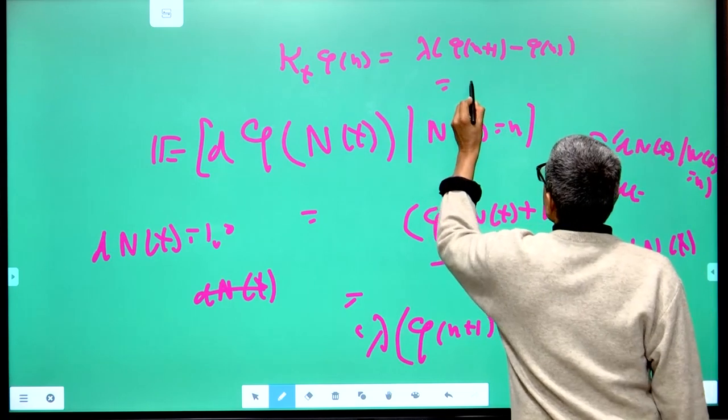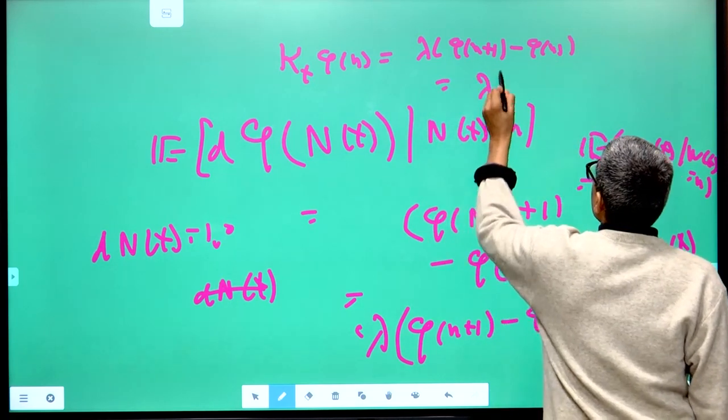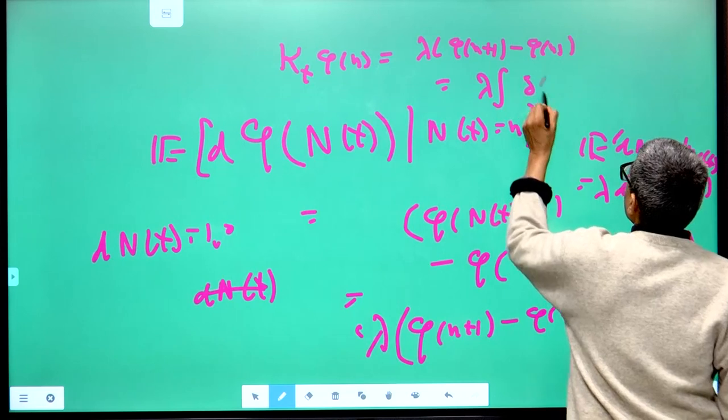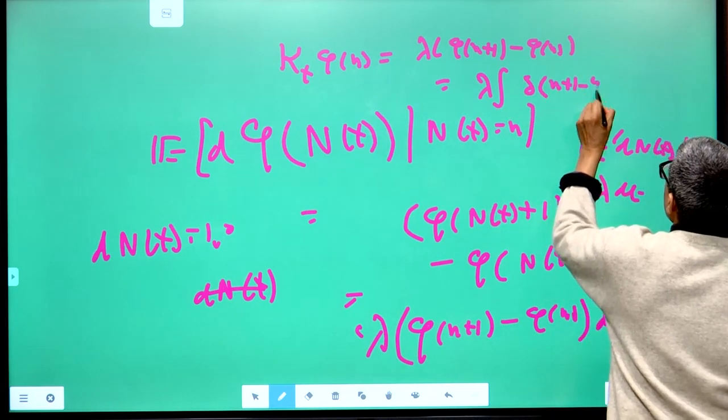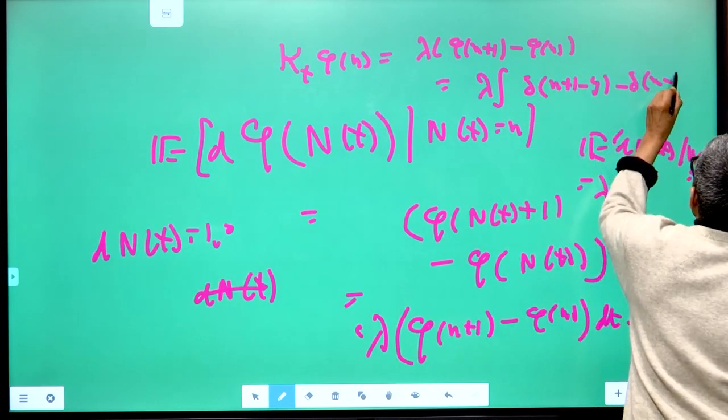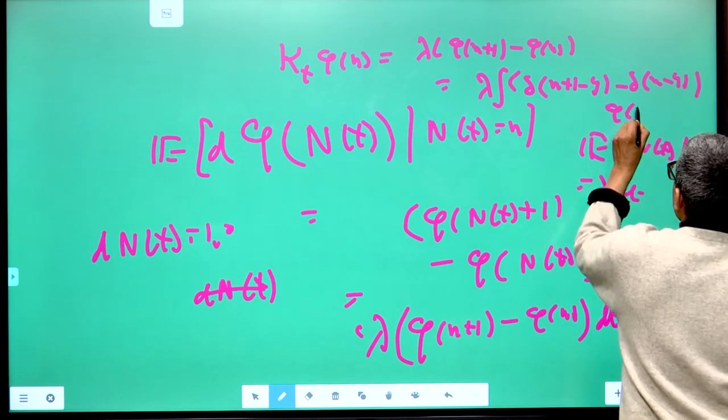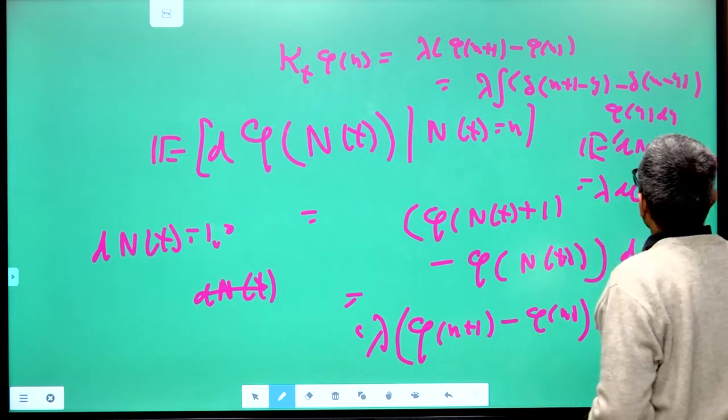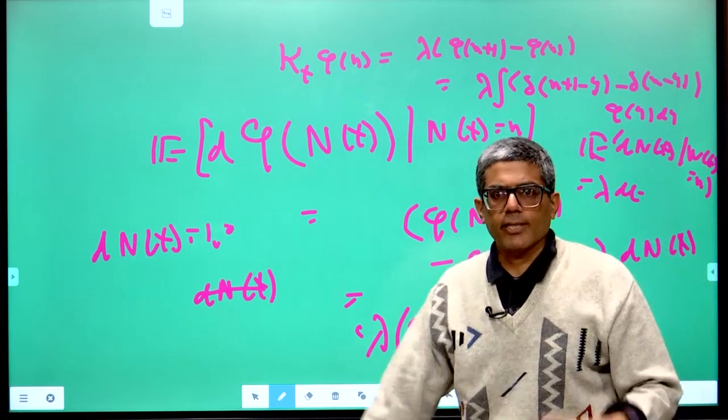It can also be written as lambda times the integral of delta of n plus 1 minus y minus delta of n minus y, multiplied by phi of y dy. So, this is also of the form K(n, y) into phi of y dy. It can be brought into the kernel form.